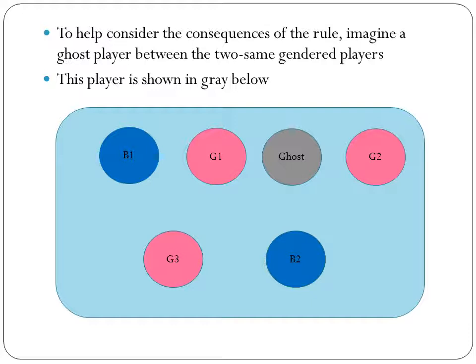To help us really think about how this rule works, I think it's helpful to imagine a ghost player that goes between the 2 same-gendered players. So you can see this in the gray that says ghost.